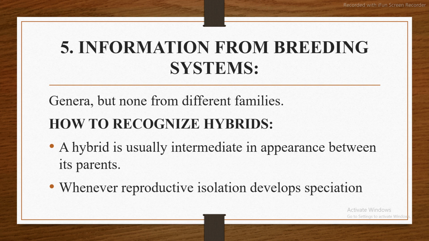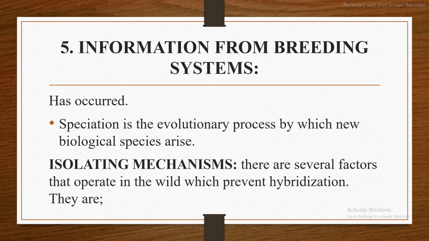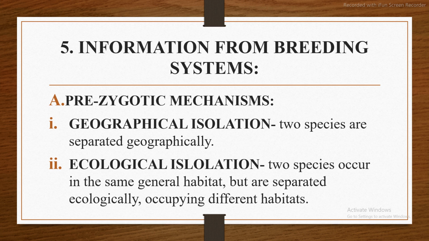Whenever reproductive isolation develops, speciation has occurred. Speciation is the evolutionary process by which new biological species arise. What are the isolating mechanisms? There are several factors that operate in the wild which prevent hybridization. They are, first, pre-zygotic mechanisms.